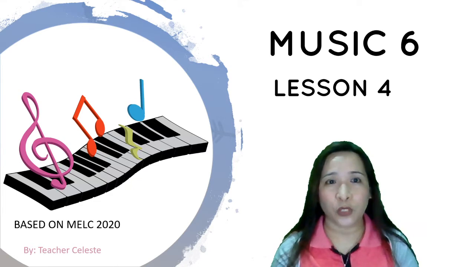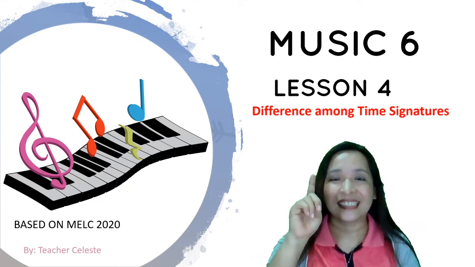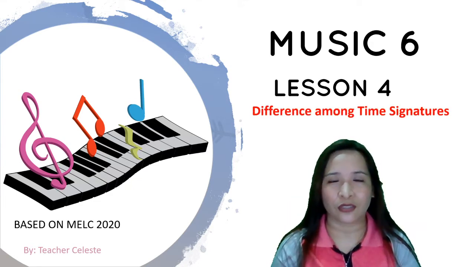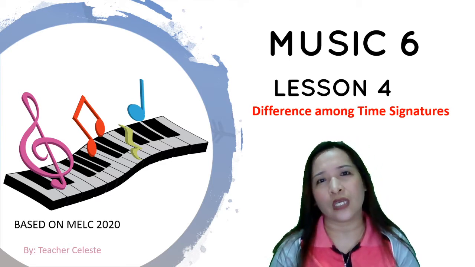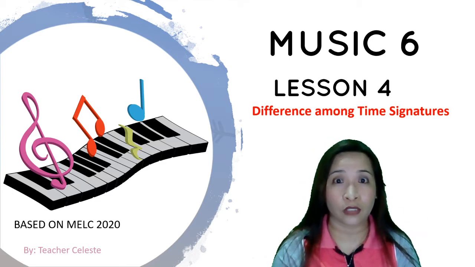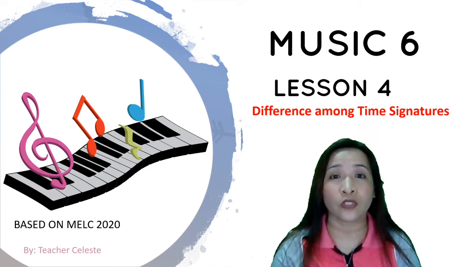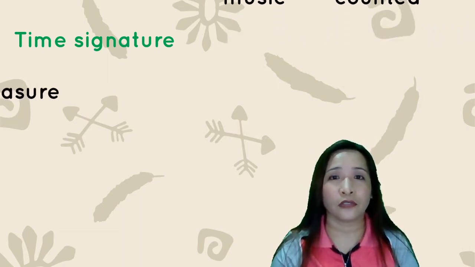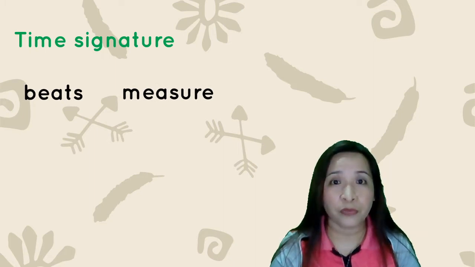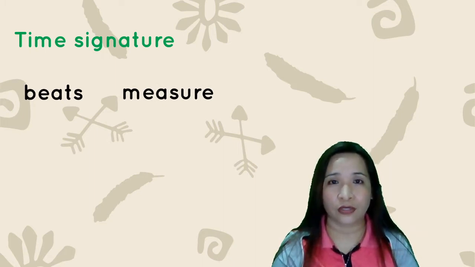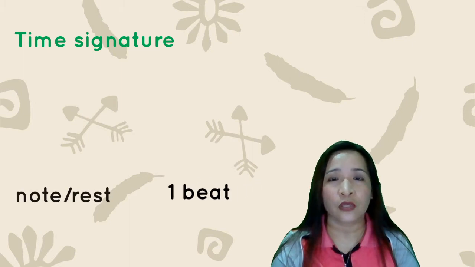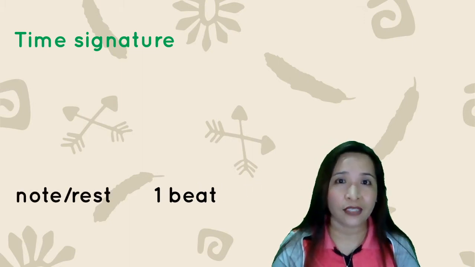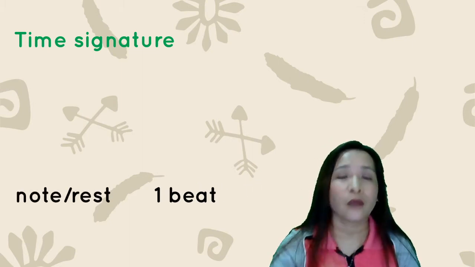For today's lesson, we will be discussing differences among time signatures. For Lesson 3, we already discussed the different time signatures, and there's an additional one, which is the 6/8. As we all know, a time signature tells us how the music is to be counted. It also tells us the number of beats in every measure, and the kind of note or rest that would receive one beat.